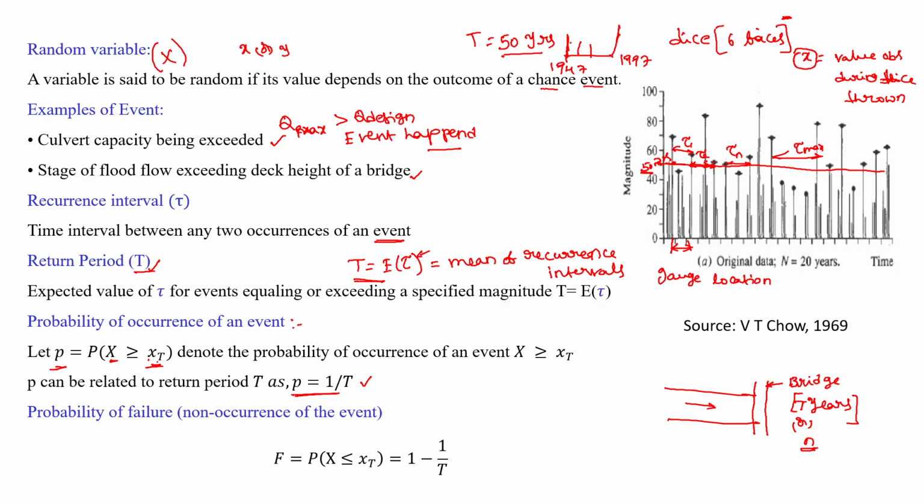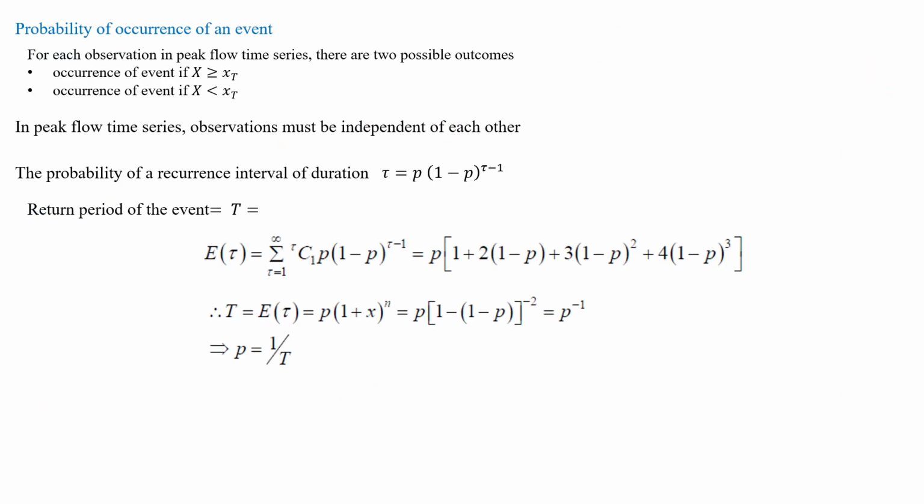Another way is that by observing the data we can also calculate it empirically. That is also possible. So this is the probability of occurrence of an event. Similarly we can calculate the non-occurrence of an event. As we know, total probability will always be equal to 1. So F equal to probability of X less than or equal to xt, equal to 1 minus 1 by T. This is an important equation. Okay, so let's look at more details about it. How can we calculate the probability of occurrence of an event?